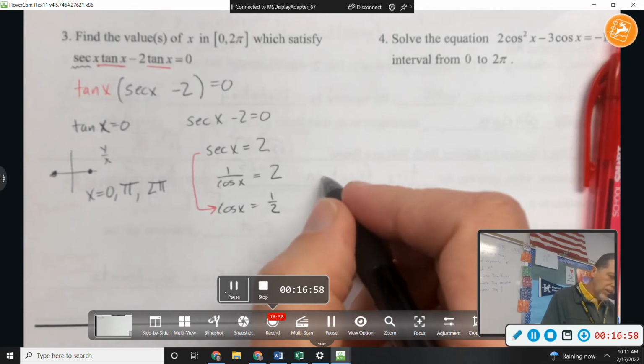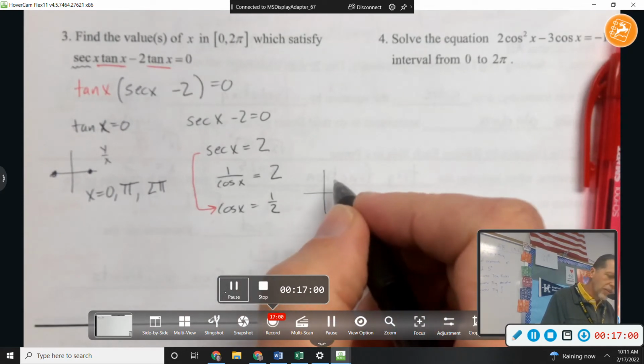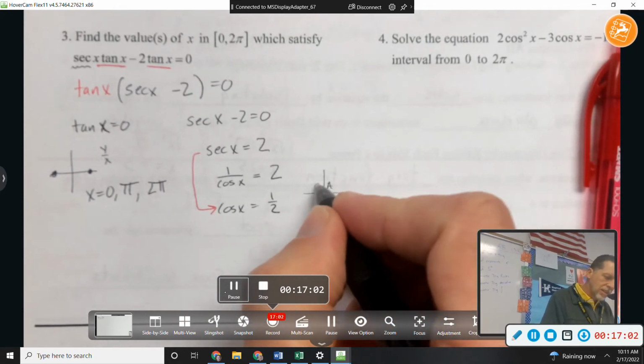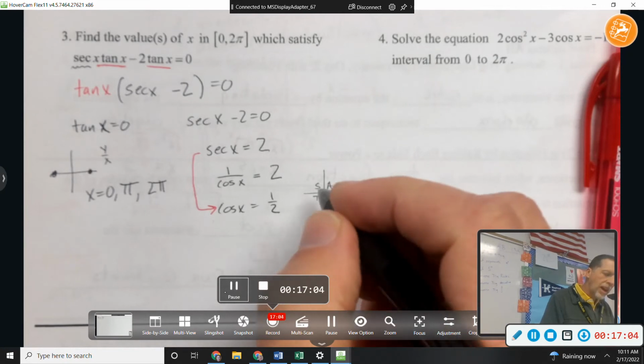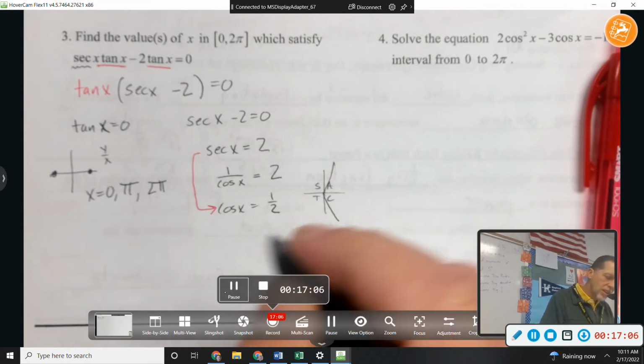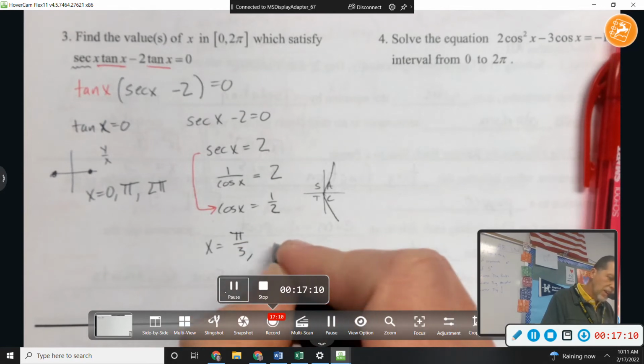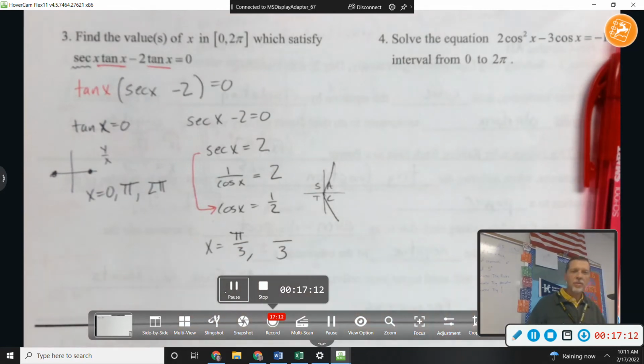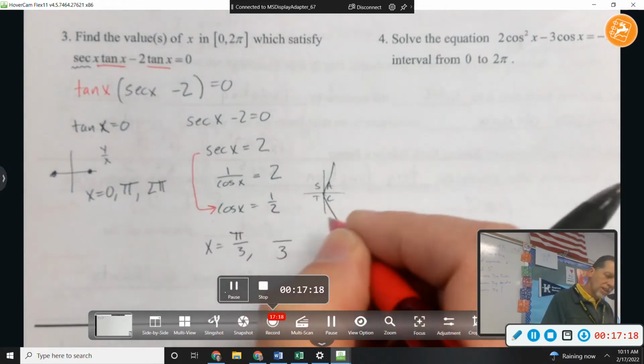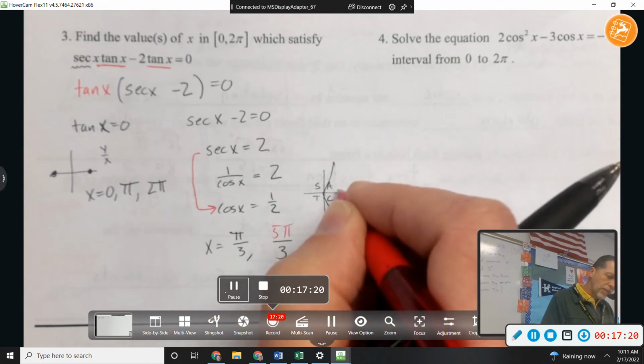Let's see, cosine is positive on the right, and that's the steep one. So that's pi over 3, and something else over 3. What's over 3 in the third quadrant, or the fourth quadrant, excuse me? 5 pi over 3.